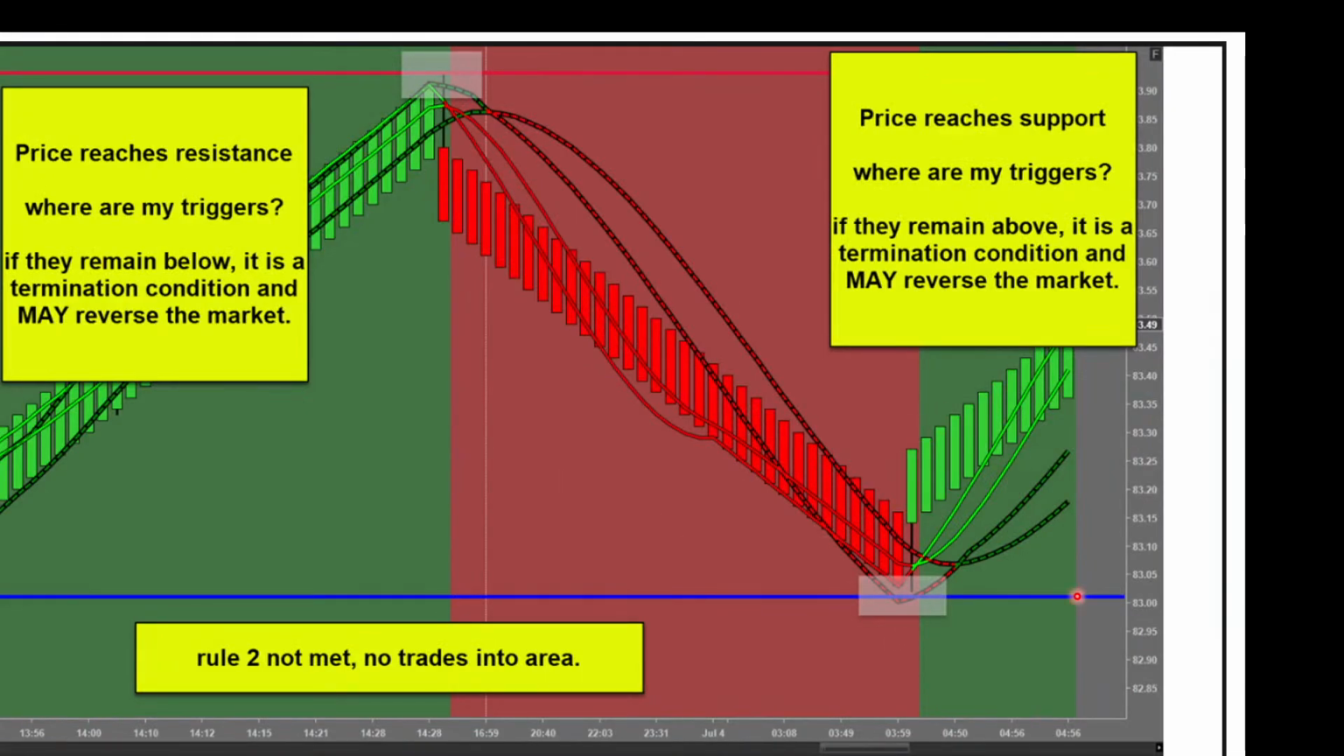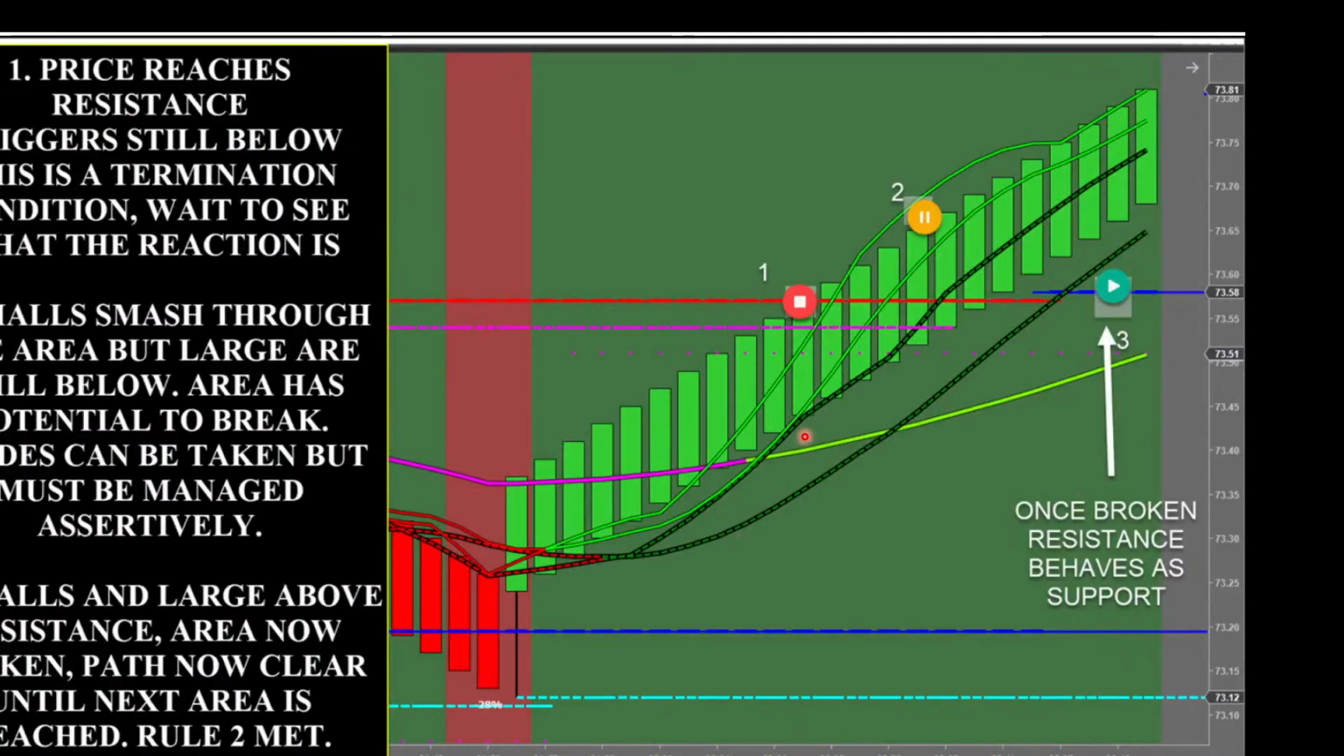So wait for the reaction. Every time price reaches an area, wait for the reaction. If the triggers remain below resistance, just wait for the reaction. See what they're going to do. You don't have to predict. We're better than that. If it's going to break, your small triggers will absolutely smash through the area. Your small triggers will crank 2 to 3 points through that area. And as long as you have odds-favorable momentum, as long as strong triggers are present, that area has the potential to break. But it's not broken yet.